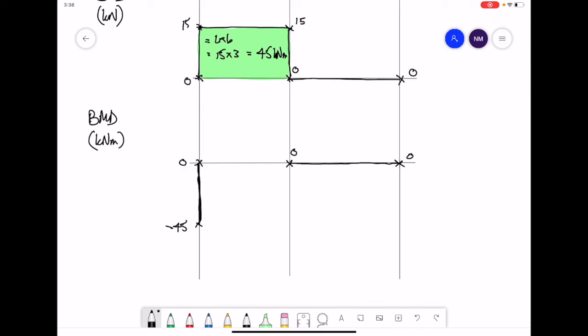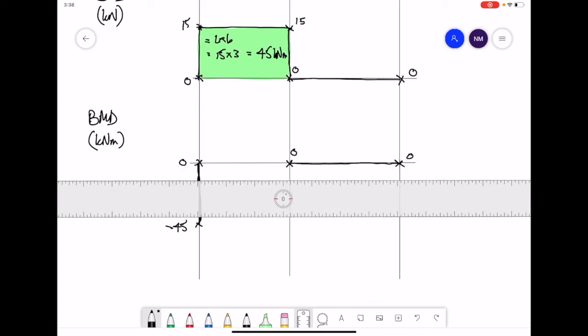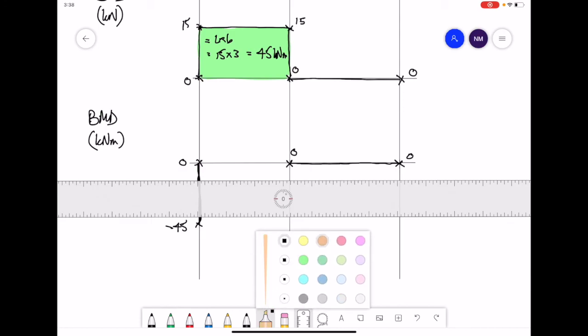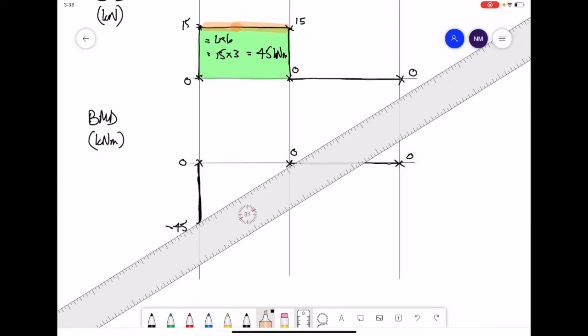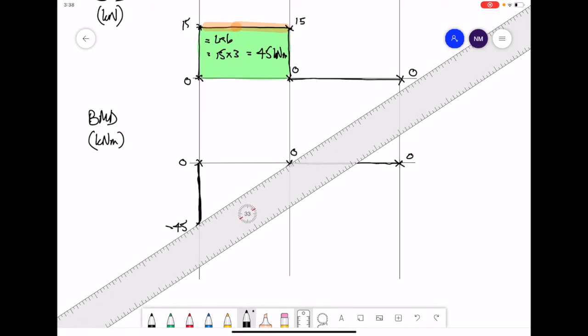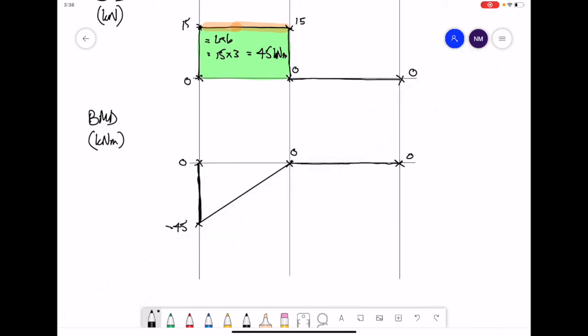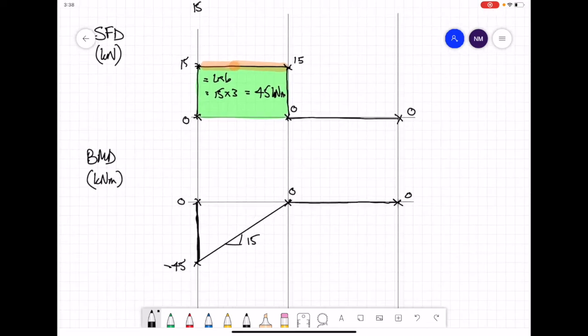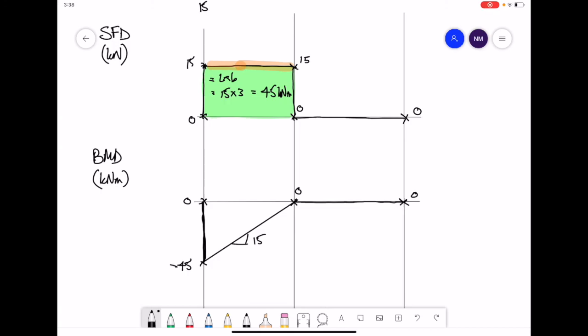Now we've got 2 points to join together, and what we do is look at the value of the shear force, which is constant at 15, and that tells us the gradient of the line in this region, which will be a straight line of gradient positive 15. And that's the last of our shear force and bending moment diagrams drawn. Now we're going to try and draw the 3 of them together, overlaid on the original diagram.